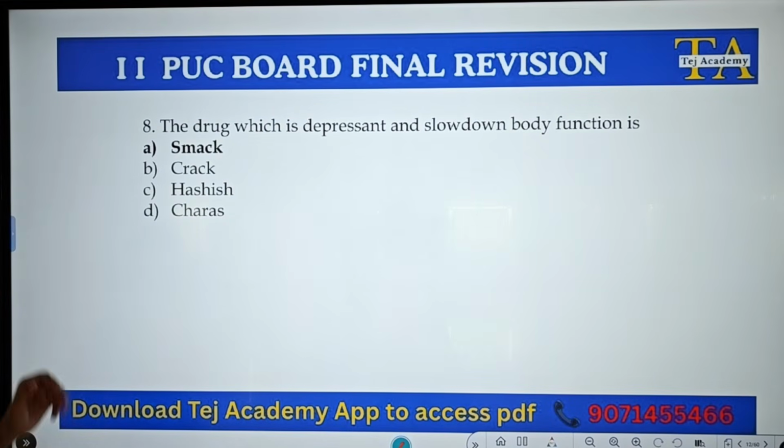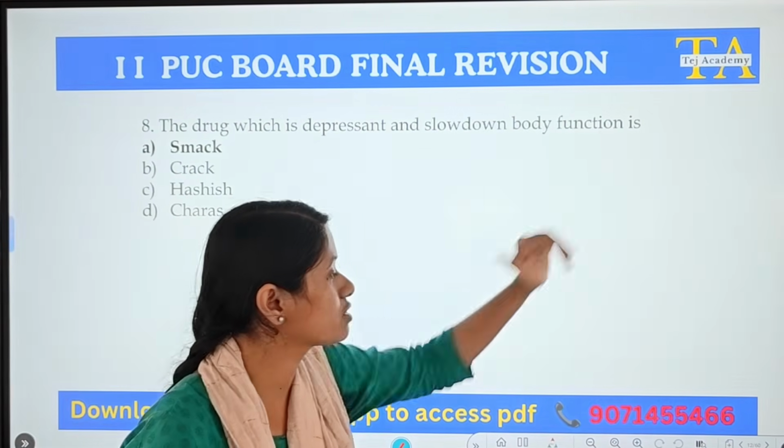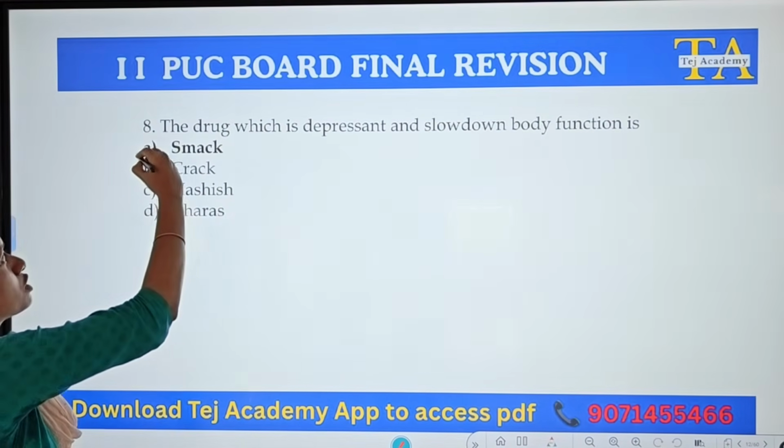8th question, the drug which is a depressant and slows down body function is? The answer is SMAC.